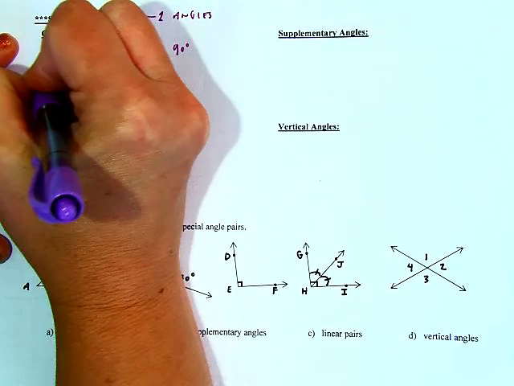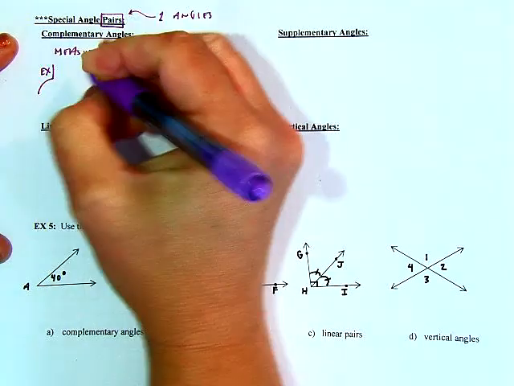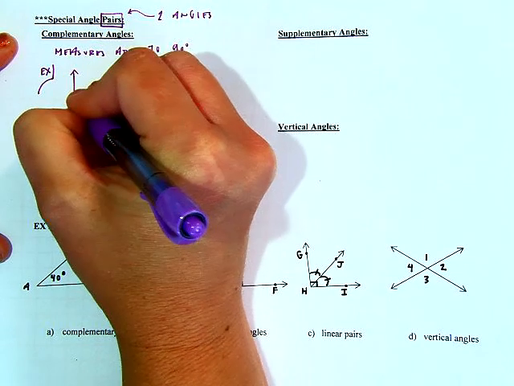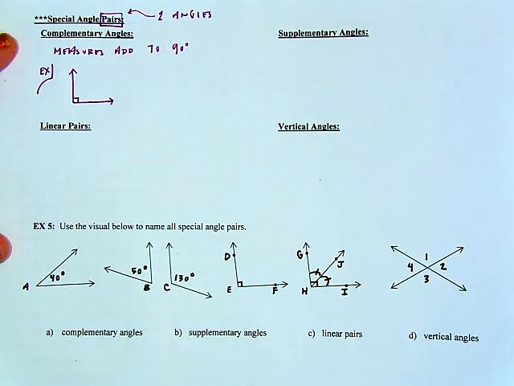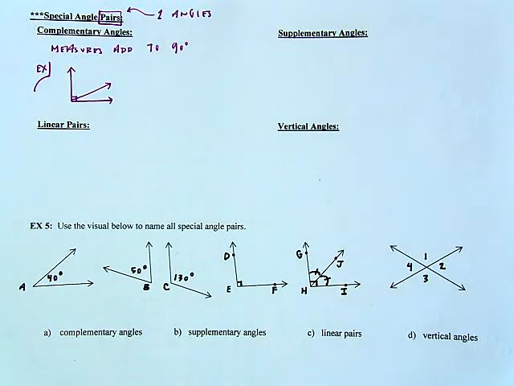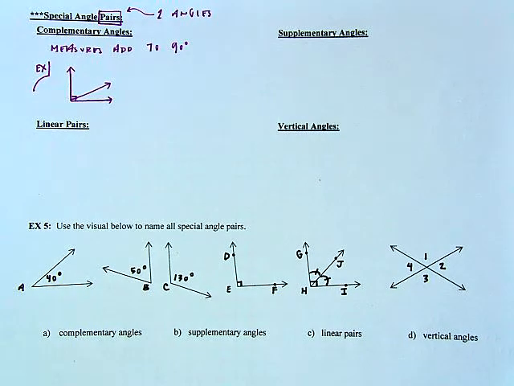Let me give you a couple examples. I could have a right angle to start, like so, that I have a ray that divides it into two smaller parts. So those two angles would be complementary. I could say that one angle is the complement of the other.